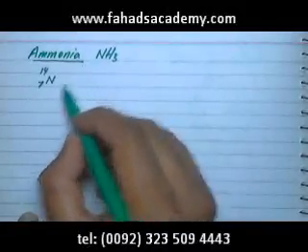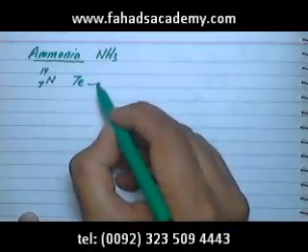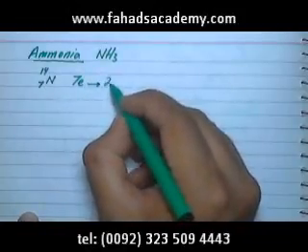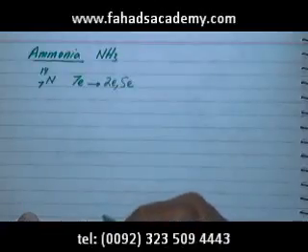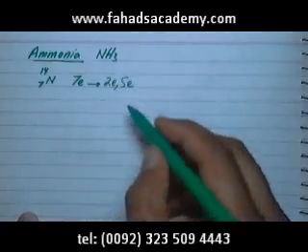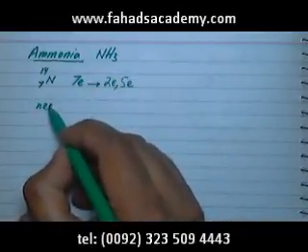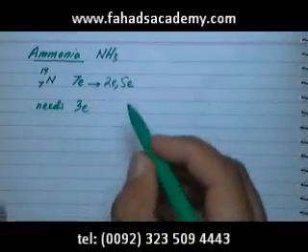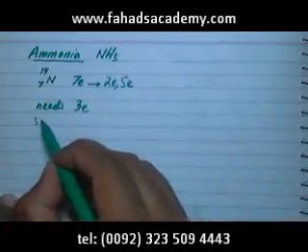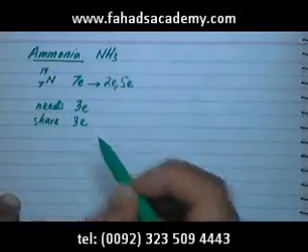Since nitrogen has 7 electrons, the electronic configuration is going to be 2 electrons in its inner shell and 5 electrons in its outer shell, which basically means that nitrogen needs three electrons. Since it's in group 5, it needs three electrons, so it's going to end up sharing three electrons.